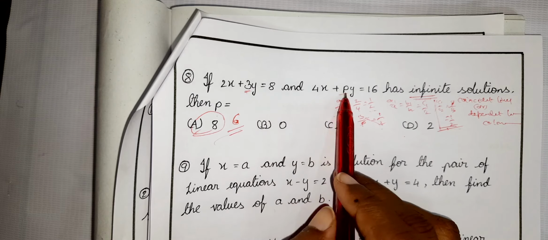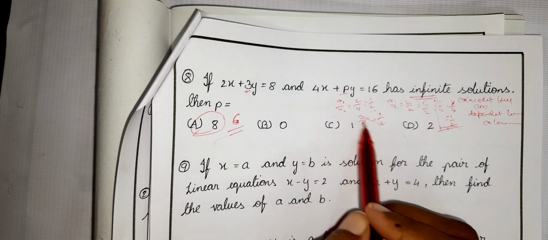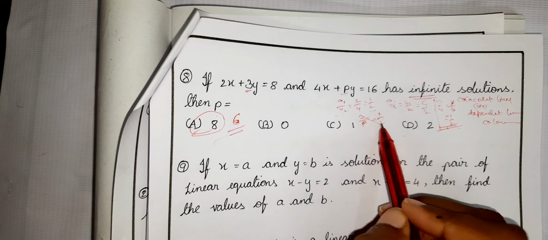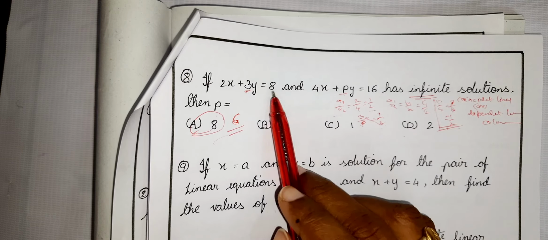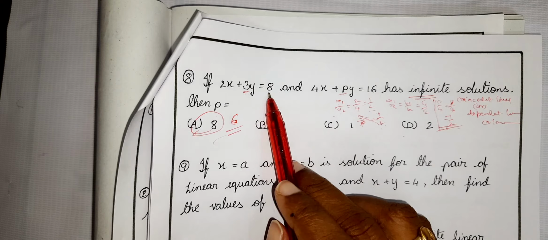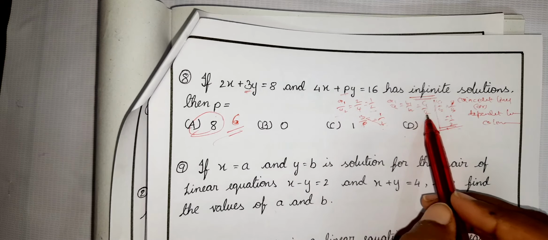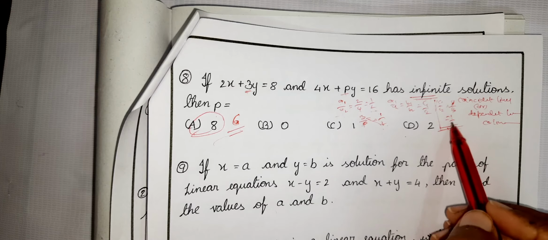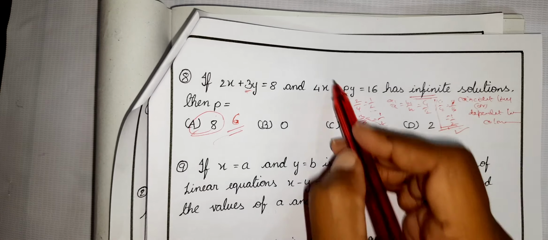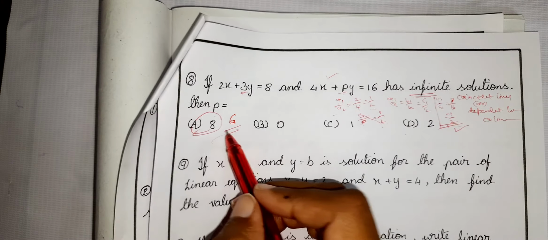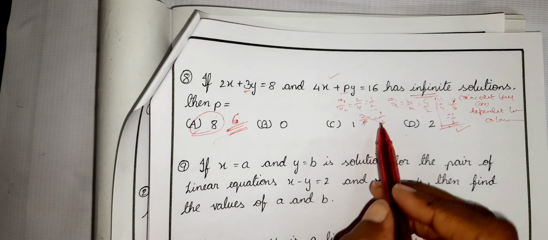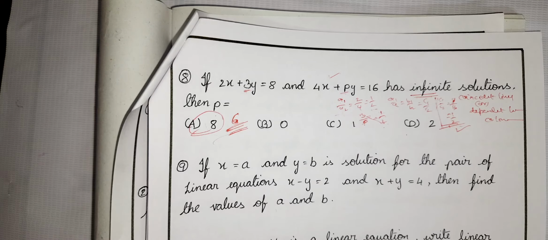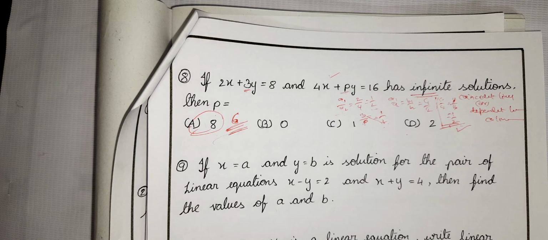Now b1 by b2 is 3 by p. 3 by p is equal to 1 by 2. Cross multiplication, 3 twos are 6. Now is there any problem in this? No problem. Why? Because c1 by c2 you also got to be 8 by 16, that is 1 by 2. So perfectly, the problem is correct. The option is wrong. Please make a correction. Make one of the options 6, because the p value is 6. Then only it is possible.